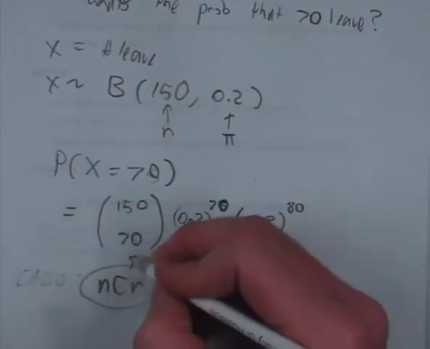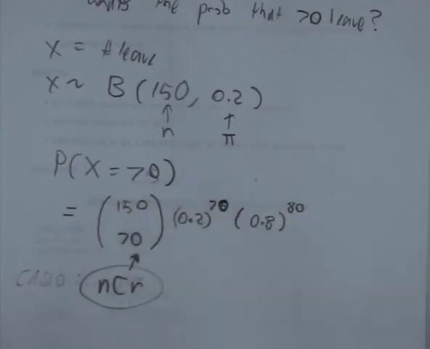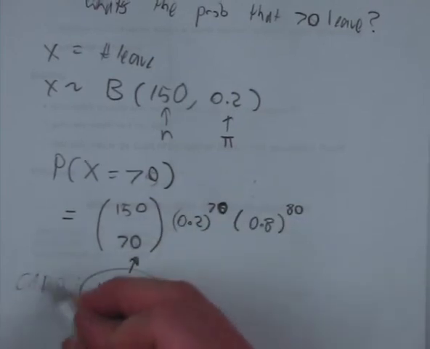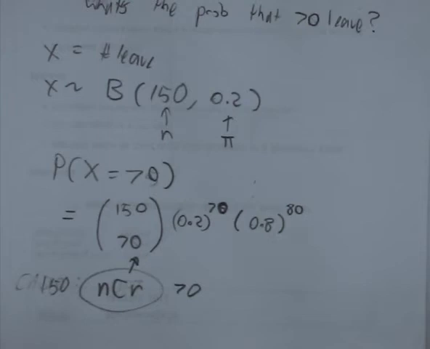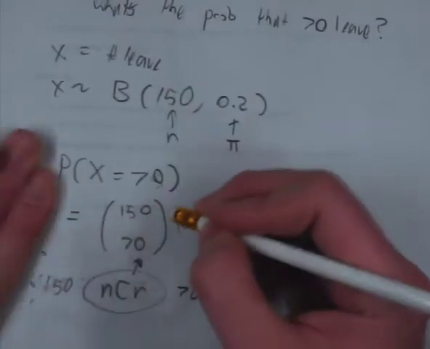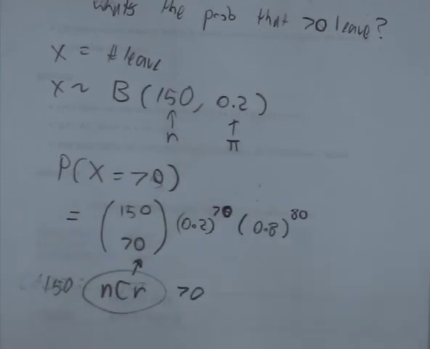To do this bit here. Okay, so to get that, you would go 150 nCr 70, and it would produce the answer. In a Texas Instruments, you can only find the nCr by looking in the catalogue. In a Casio, you go options, prob, and it's there. And on an ordinary scientific calculator, nCr should be somewhere on the buttons.